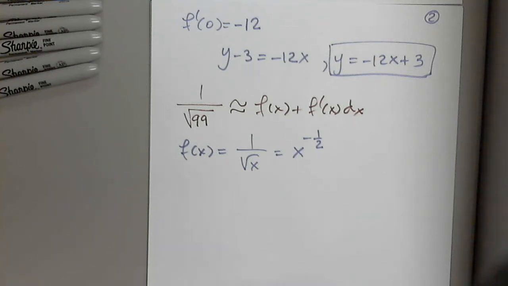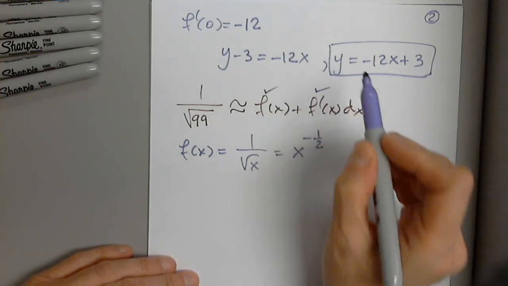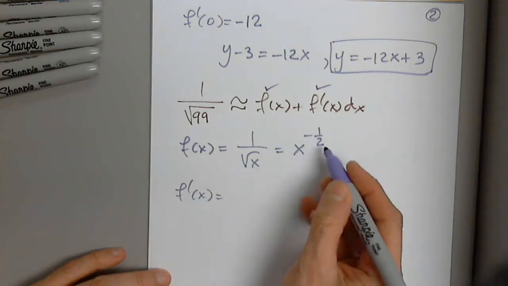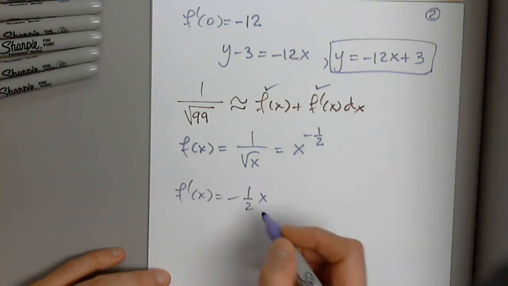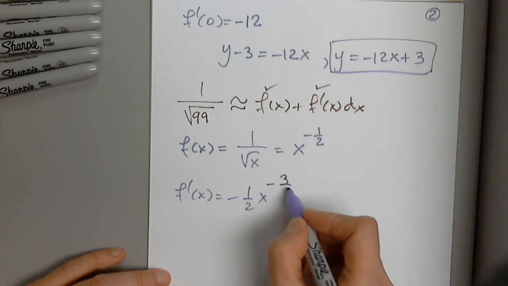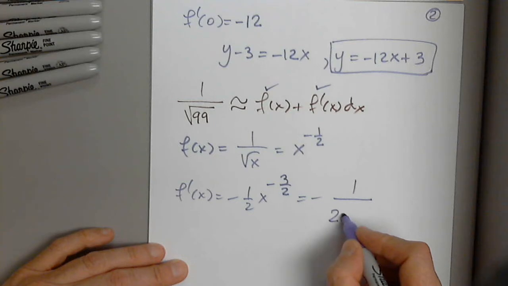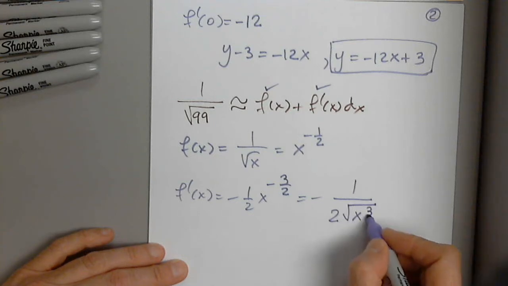Good. So let's find the derivative. So I have the function. Now I'm finding the derivative. So then f prime of x. Remember, we bring down the power, subtract 1 from the power, and this ends up to be 1 over 2 times the square root of x cubed.